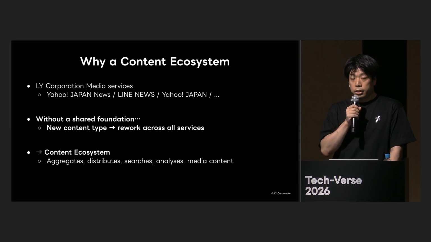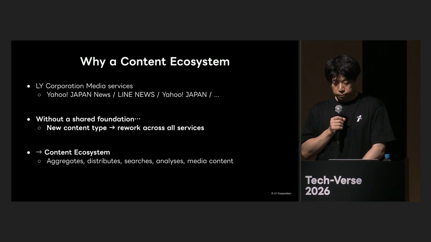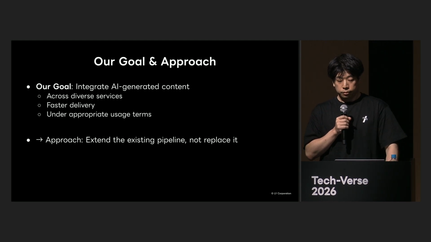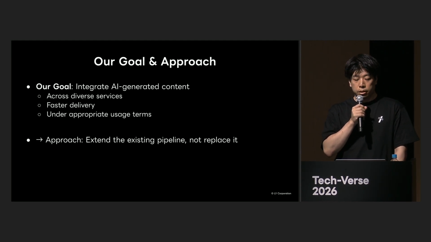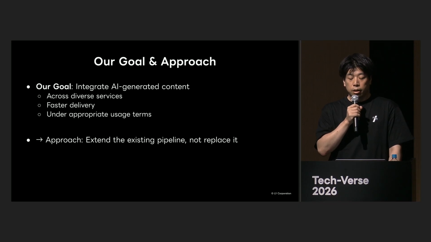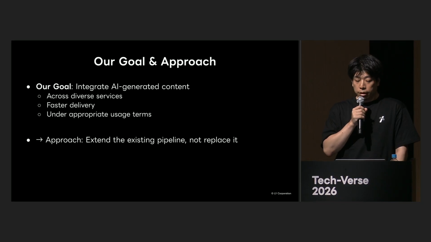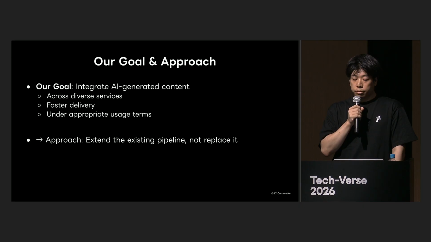That is why we centrally aggregate diverse content. There is an ecosystem as a platform that can distribute, search, and analyze. The goal we aimed for this time was to integrate AI-generated content into this ecosystem. On top of that, various services can be used and deliver content to users faster. And the platform is responsible, including managing the terms of use. Our goal is to establish these three things.